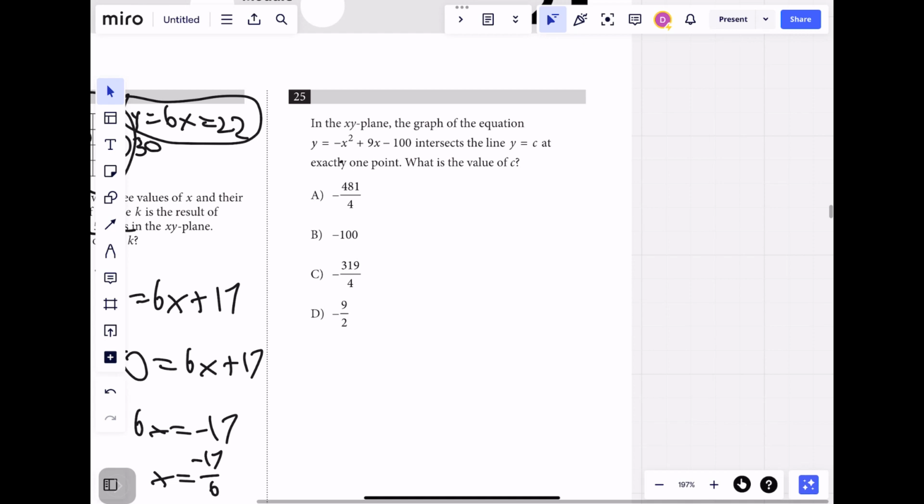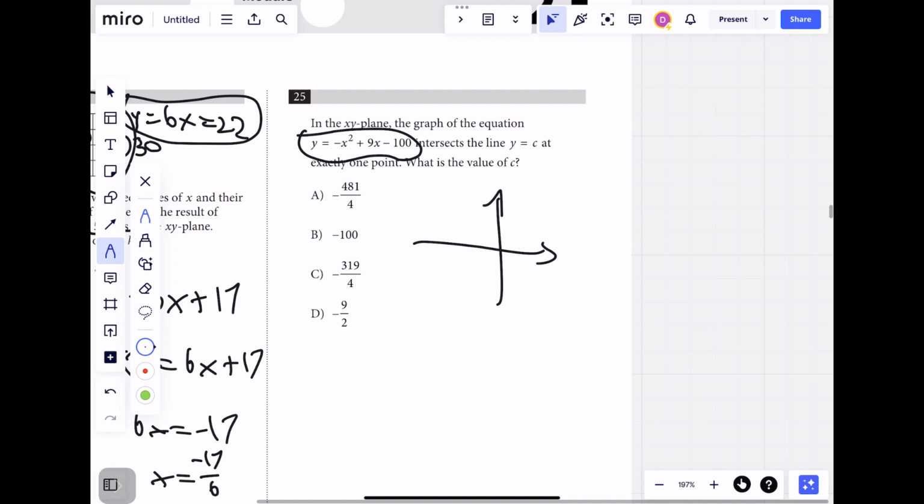So this is a parabola which starts with a negative as the a value. So we know that if this is the graph, then that's going to be the parabola facing downwards, because this is negative. And it says it intersects y equals c, which means it's horizontal. This line's going to be horizontal because y is a fixed value, and saying it intersects it at 1 point means it's going to look like this, where it only intersects at this point. So we're trying to find the vertex of this parabola, and that's going to be where it intersects.